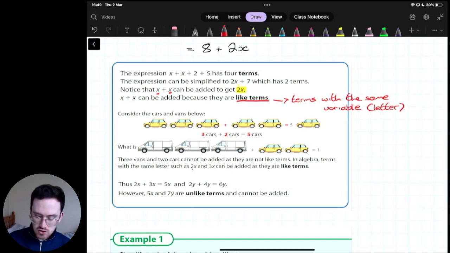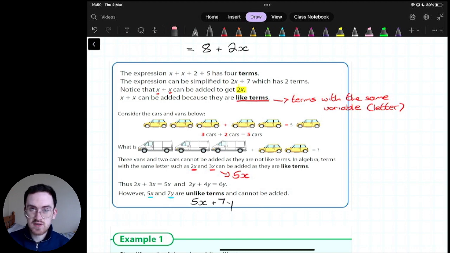So we could add 2x plus 3x, and how many x's would we have in total? 5x altogether. But if we have something like 5x and 7y, we can't make that any simpler. Because if we think about it as we've been doing, how many x's do I have? I have 5. How many y's do I have? I have 7. But we can't add those together. We can't say that's 13x or 12x. We can't make it any simpler. Okay, they're what we would consider unlike terms because they have different letters.